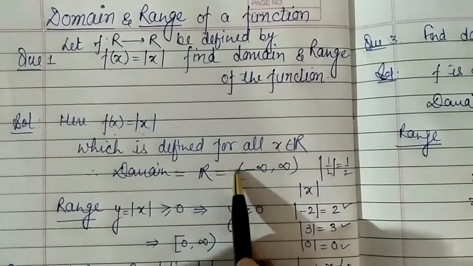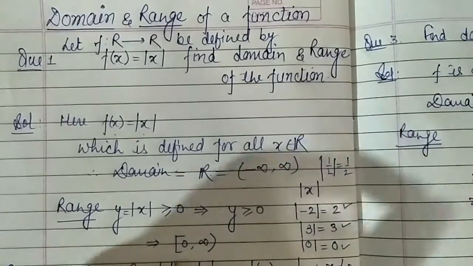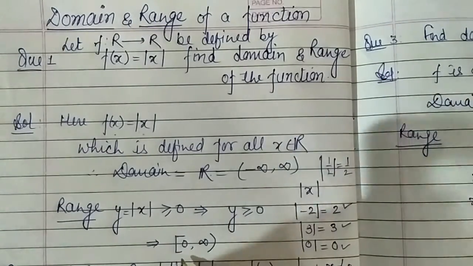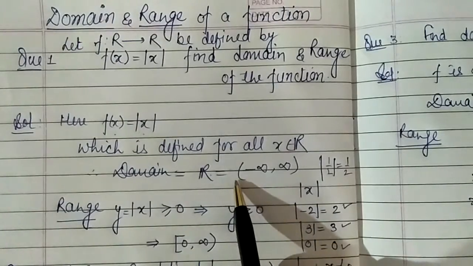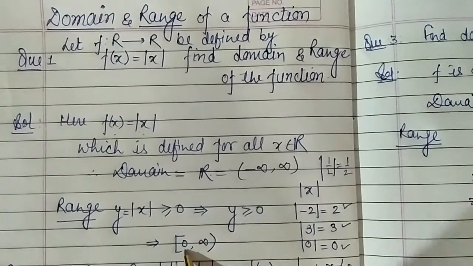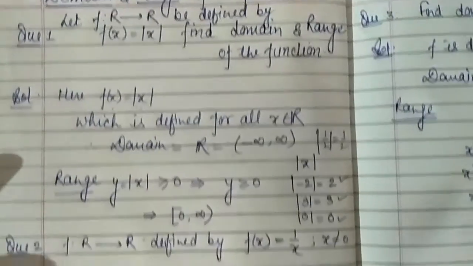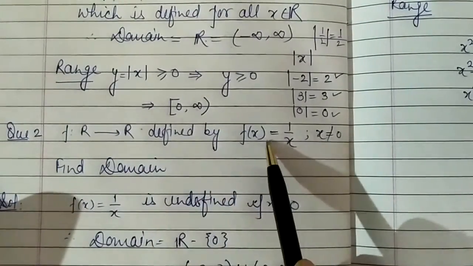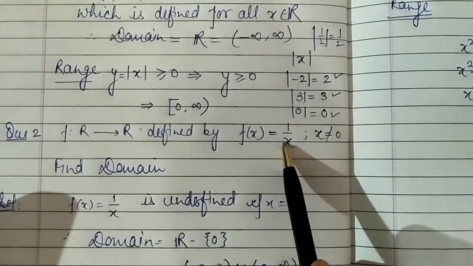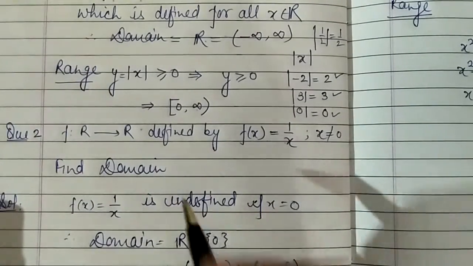Domain means the set of x values for which f(x) is defined, and for those x, what will be the values of y? Collection of all those y will be the range. So here domain is the whole real line and range is 0 to plus infinity, because mod will never attain a negative value. Now second question is, our function is f of x equal to 1 by x, wherever x is non-zero obviously. Find domain and range as well.